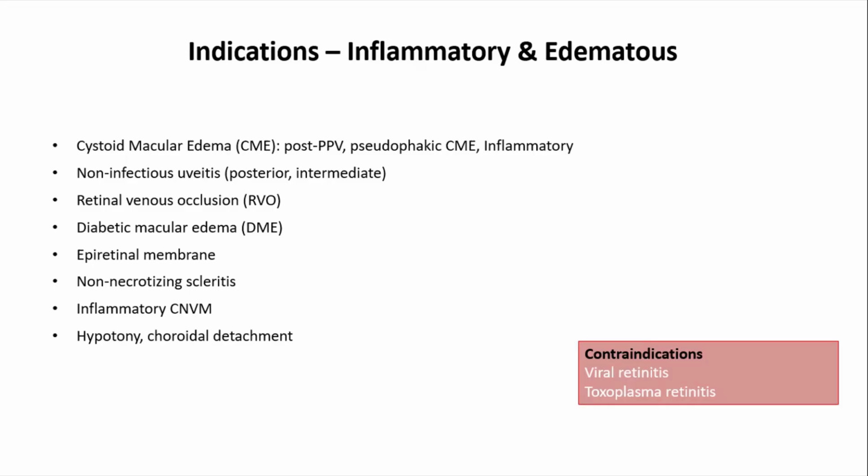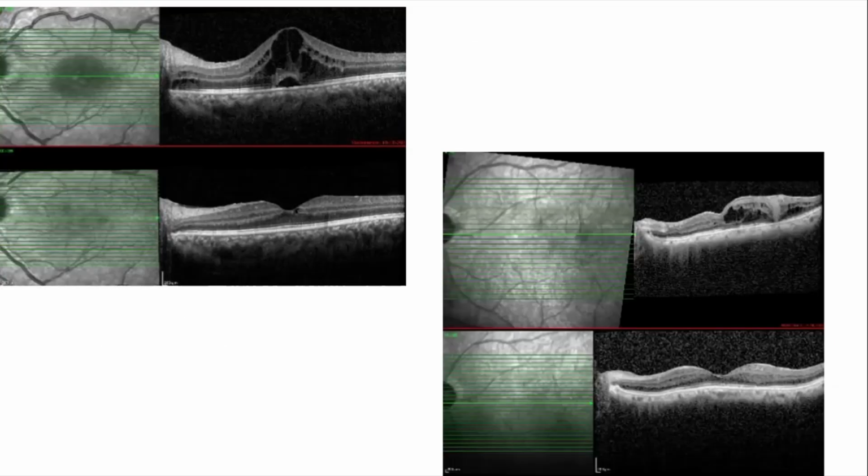In TB, we usually prefer PST injection after the intensive phase of ATT and after the retinochoroidal lesions have completely resolved. If there is any residual macular edema, we can go ahead with PST. So these are examples of how just one PST injection can make a difference. This is an edema with ERM, resolving with one PST injection.